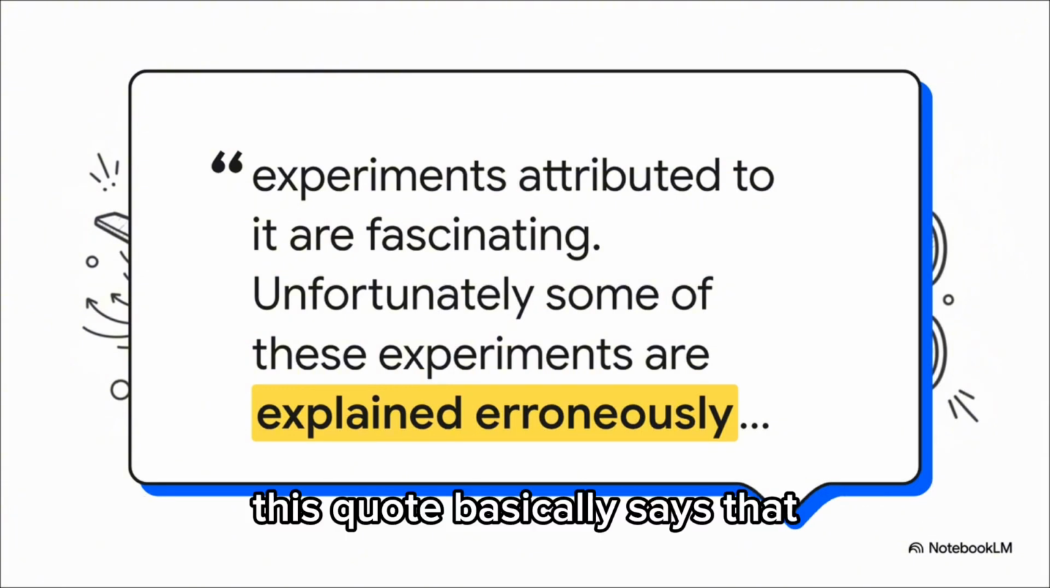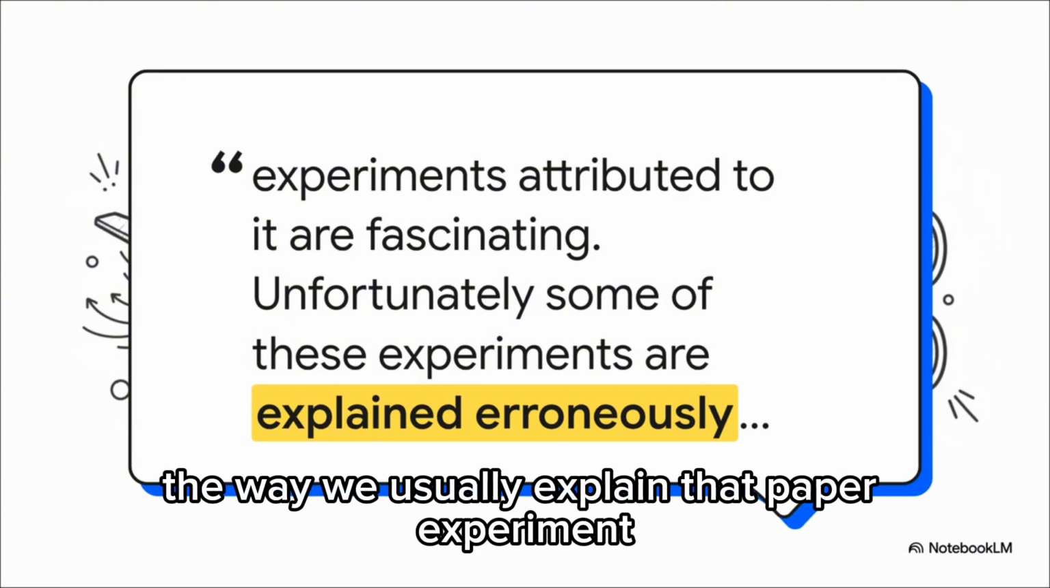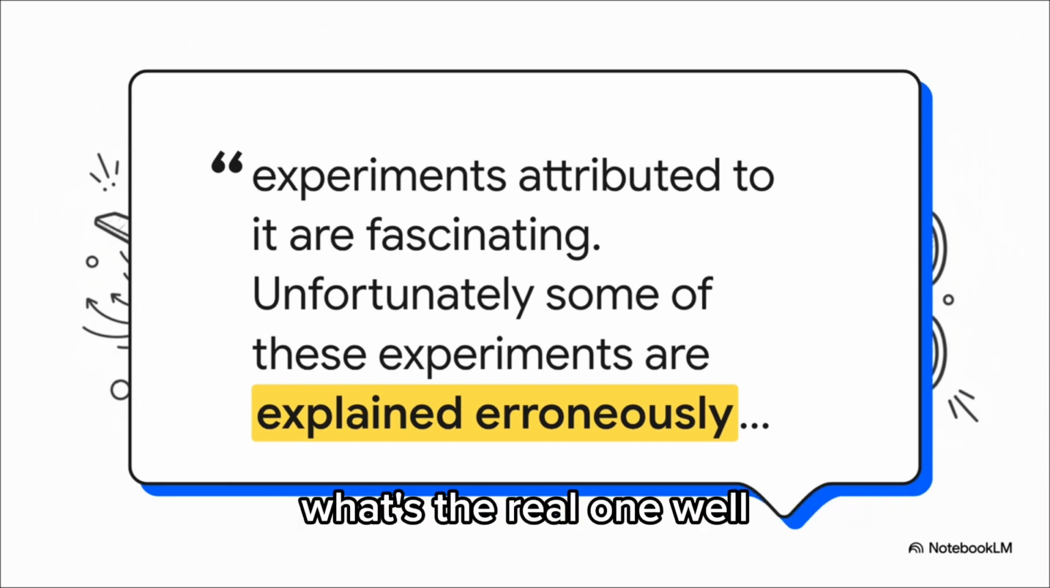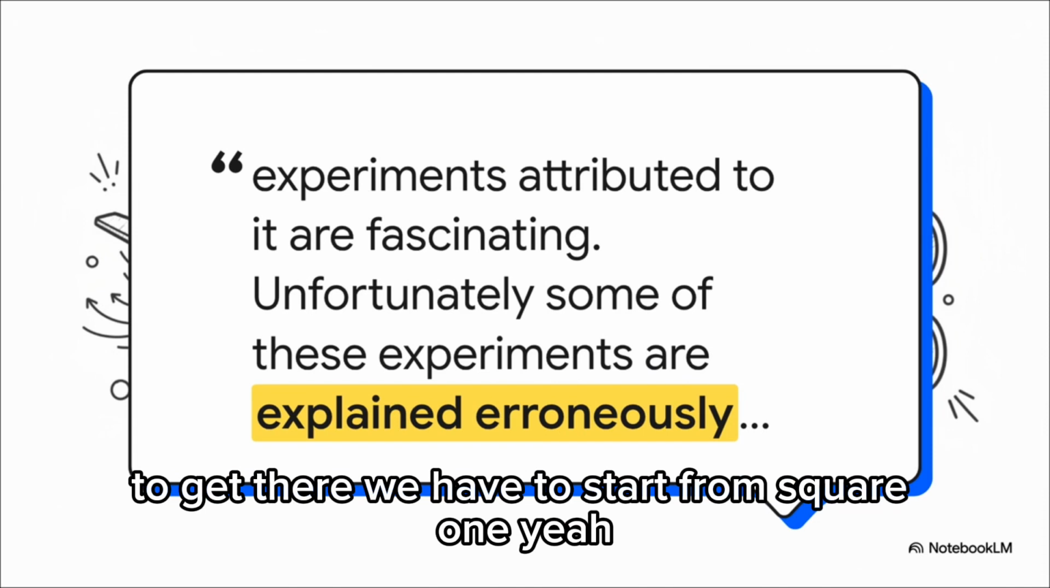And here's where it gets really interesting. This quote basically says that the way we usually explain that paper experiment is wrong. So if the classic explanation is out, what's the real one? Well, to get there, we have to start from square one.